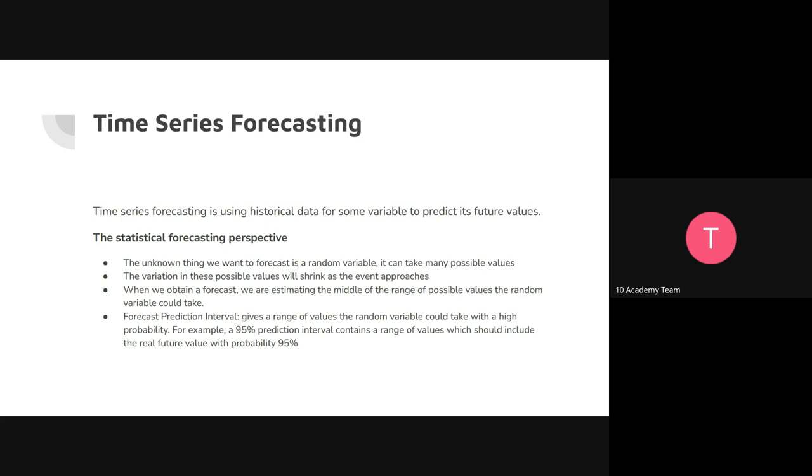And even in a year, there is even less certainty. So the further you go into the future, the more the variation will increase. Basically, this is what I'm talking about, the time dependence here.